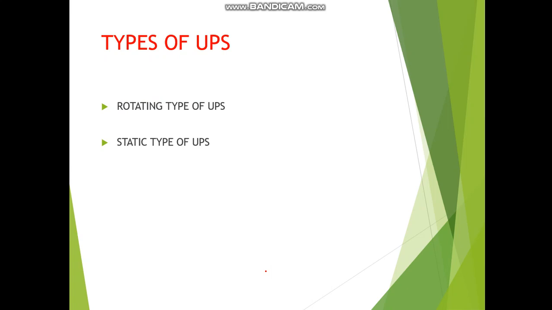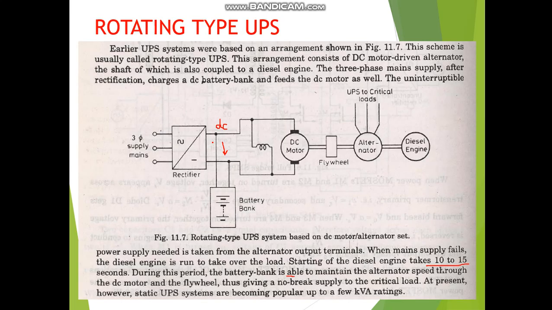Types of UPS. There are two types of UPS. The first one is the rotating type of UPS and the second one is the static type of UPS. This is the block diagram of the rotating type of UPS. It consists of the main supply, rectifier, battery bank, and a DC motor driven alternator, whose shaft is also coupled with a diesel engine. The uninterruptible power supply is taken from the alternator output terminals. Here the critical loads are connected.